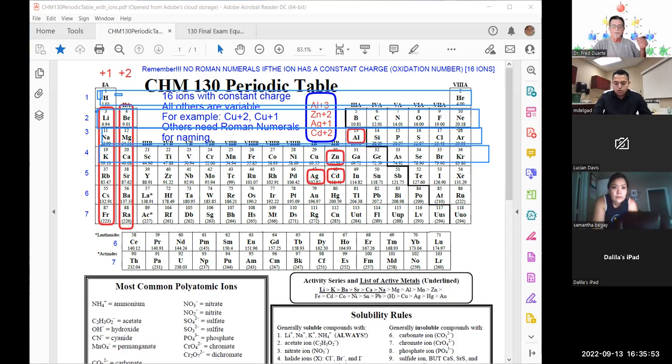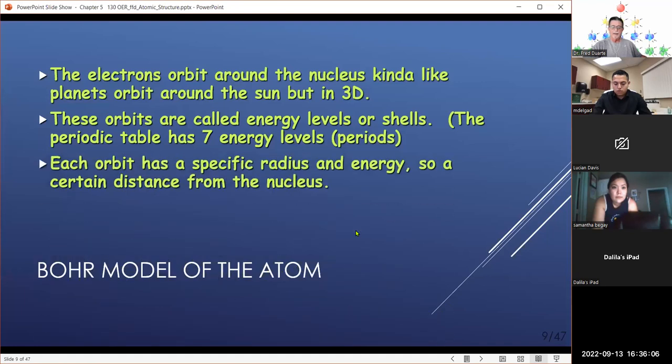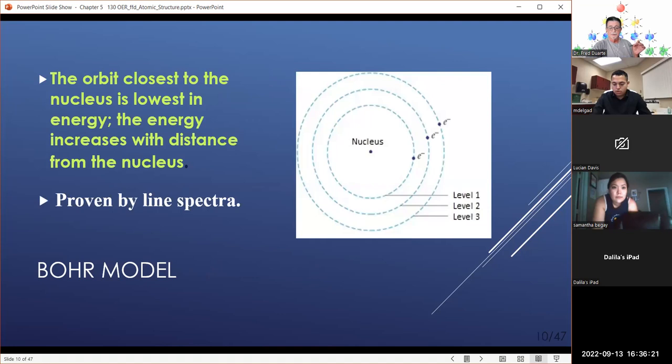I will be referencing the periodic table quite often when we talk about these electrons and how we build them up with respect to their energy levels, because we're going to learn that within the energy levels, we're going to have sub-levels that we call orbits. Every orbit has a specific radius and a specific energy, a certain distance from the nucleus.